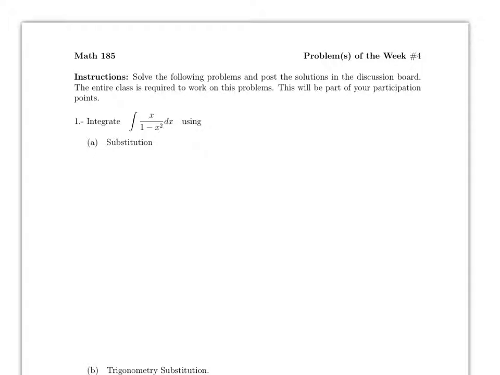So here u should be, well, you had two choices, but the easiest one is u equals 1 minus x squared. The other choice is you could use u equals x squared, but this one will make the problem easier. So if u equals 1 minus x squared, that means du is negative 2x dx.